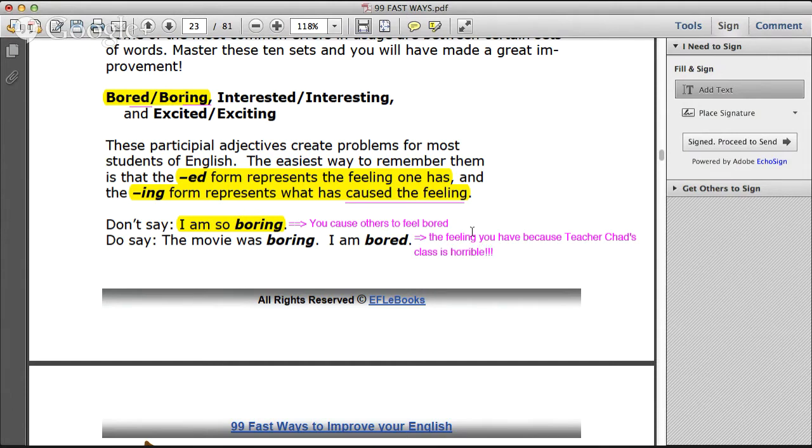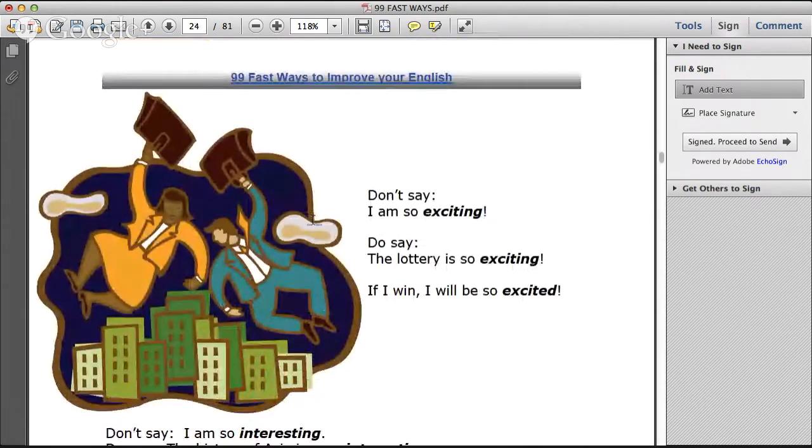Class, it's horrible. All right, so that's not true. It's the same thing with interested and interesting, excited and exciting. The -ed ending is the feeling that you have. The -ing ending is the thing causing that feeling to happen. So let's take a look at some other examples here.